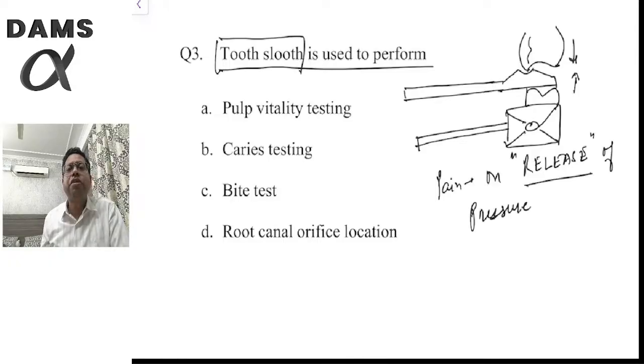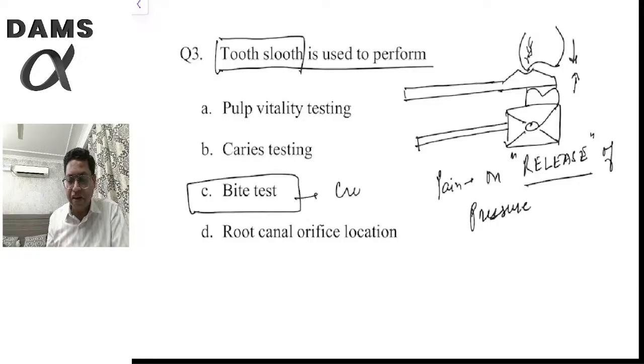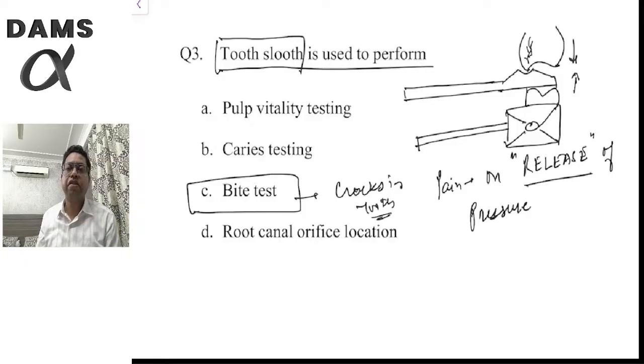When the patient bites down, there would be no pain. But when the patient opens up, releases the pressure, there would be microscopic movement of the fracture segment that would cause dentinal tubular fluid movement and stimulation of A delta nerve fibers. So there would be pain upon release of pressure. And this device, tooth sleuth, is used in the bite test for detection of cracks in the tooth. Not the fracture, but for detection of cracks in the tooth. This device is called tooth sleuth.